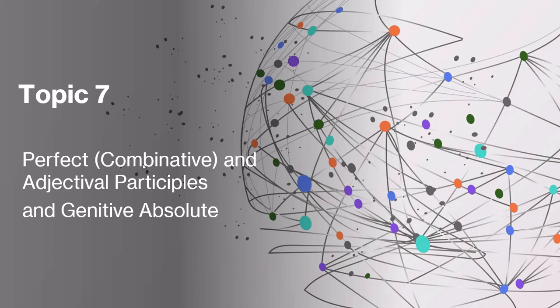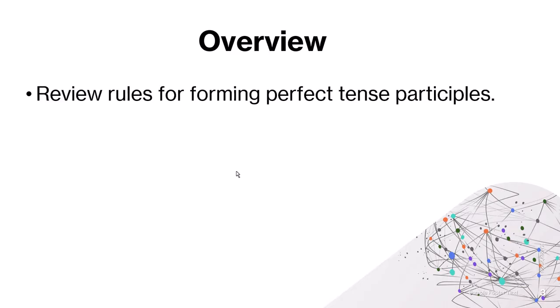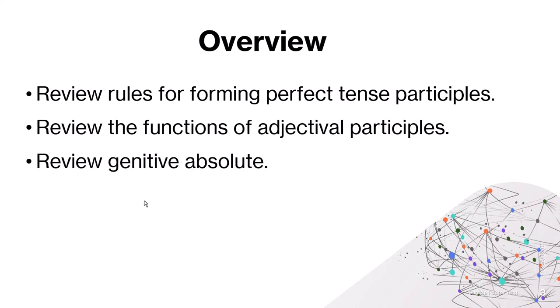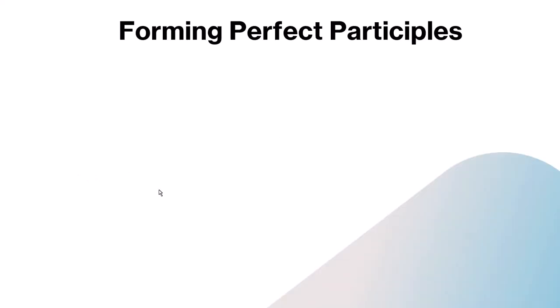We're moving on now to perfect participles, what Mounce calls combinative aspect. And then we'll look at adjectival participles and finally the genitive absolute. So we're going to review the rules for forming perfect tense participles. We'll also review the functions of adjectival participles and look at some examples. Then we'll review what the genitive absolute does and then work through some examples.